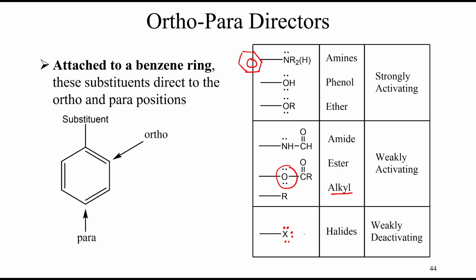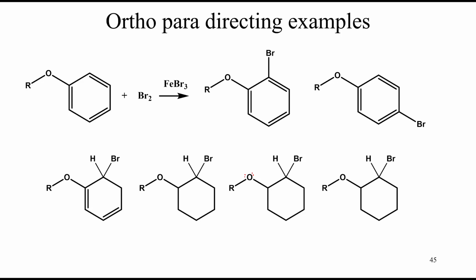So let's look at how this happens for ortho-para directors and how the substituents get added in the ortho-para positions. Here's an example of bromination of anisole, or an oxygen-containing benzene ring. This could be anisole, it could be an ester, it could be a number of different structures. And we have bromine that is used to substitute the hydrogen in either the ortho position or the para position. So these are the two products that you'll get out of the reaction.